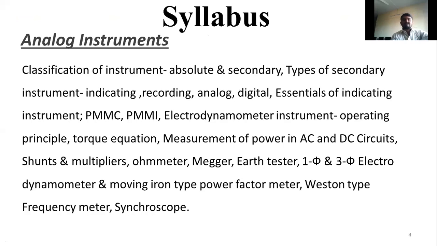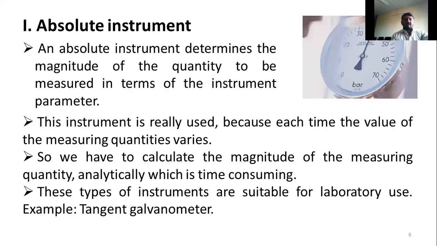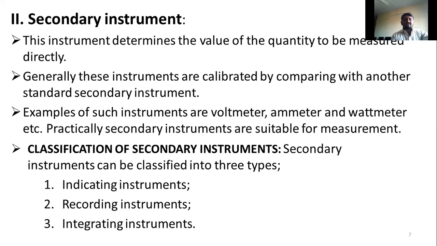The absolute instruments determine the magnitude of the quantity to be measured in terms of instrument parameters. In terms of instrument parameters we are going to calculate it, but later we can convert voltage into current or current into voltage as per our requirement. That is called absolute instruments. The secondary instruments directly measure the quantity, like the voltmeter we use to measure voltage. So direct measurement we do. The quantity to be measured we determine directly. That is called secondary instruments, which we discussed in the last class.